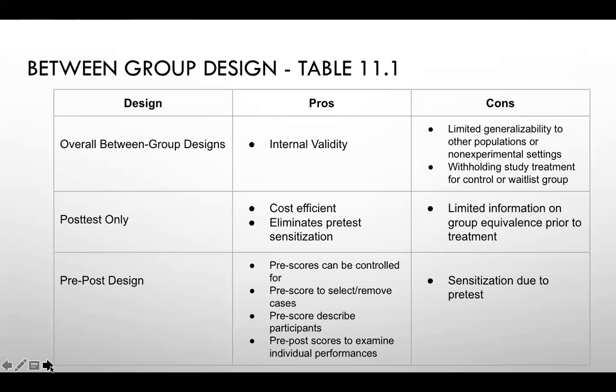So in a pretest, post-test design, some advantages are that your pre-scores are controlled for and help you select and remove cases, and also describe your participants more easily. So for example, if you're doing a study on levels of depression and as you administer your pretest, you notice that a few people in your treatment group don't even test for levels of depression, you could weed that out early on so that they would not become a confounding variable in your experiment. And then you can also use the pretest and post-test scores to examine individual performances as well as the group performances. However, your biggest risk associated with pretest, post-test design is the sensitization due to the pretest.